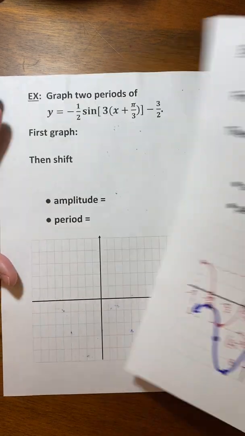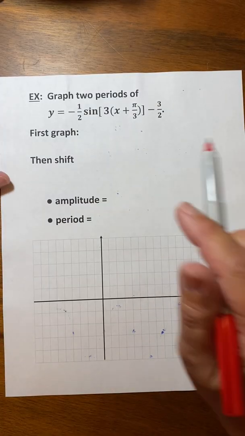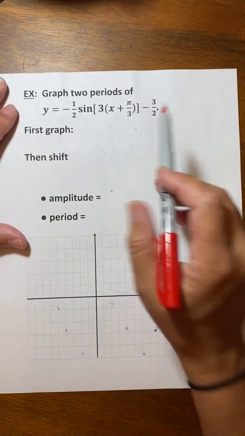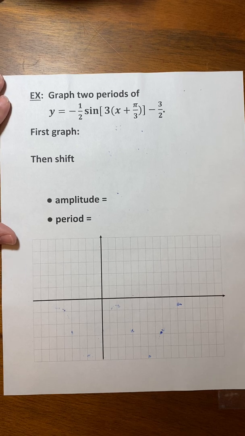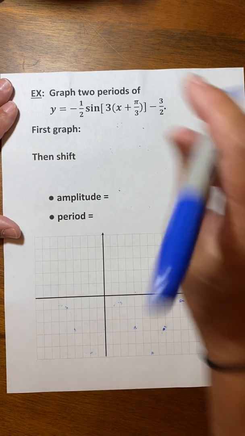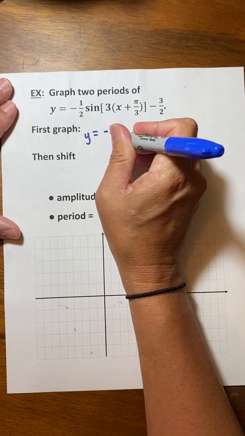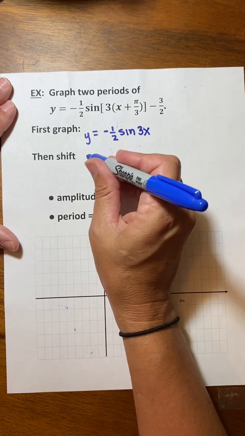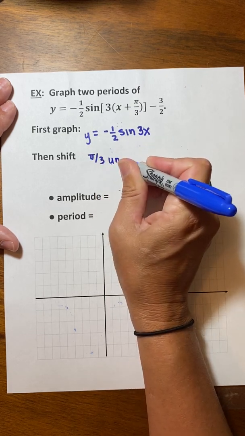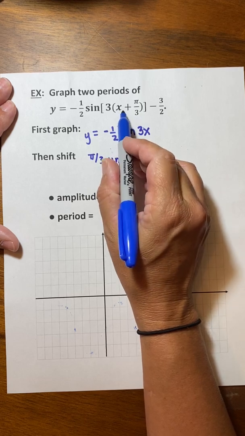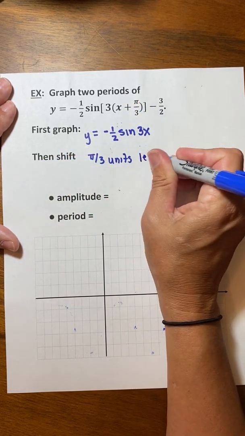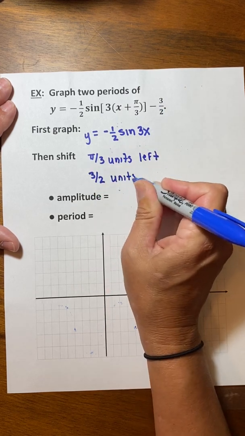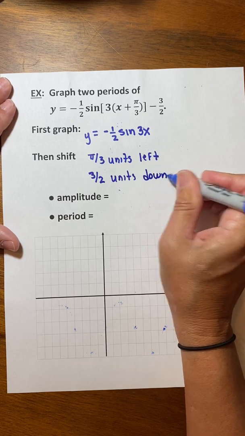All right, let's just try one more, and you guys can work on these on your own. Let's graph 2 periods of -1/2 sine of 3 times x plus pi over 3 minus 3/2. Right, so first we're going to graph y equals -1/2 the sine of 3x. All right, and then we're going to shift it pi over 3 units. Now because it's plus inside the parentheses with the x, it's going to be on the x-axis, and we're going to shift it left. And then we're going to shift it 3/2 units. And we're going to shift it down. If it's minus outside, we shift it down.